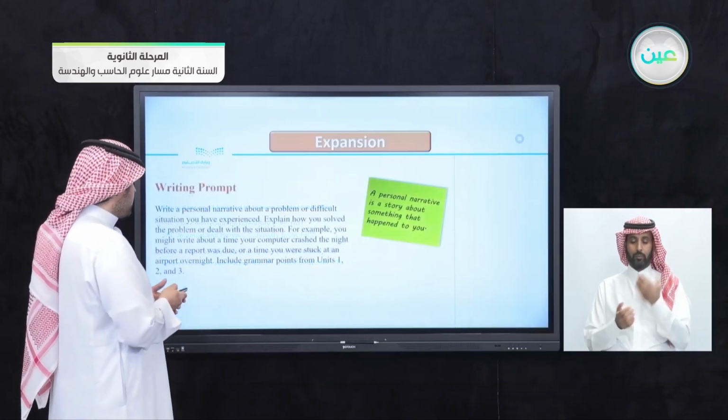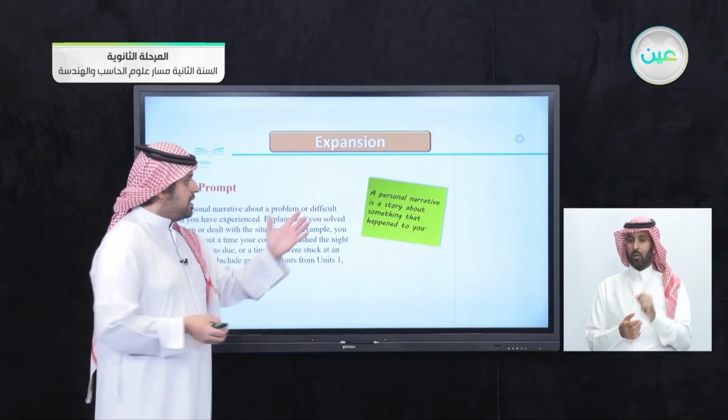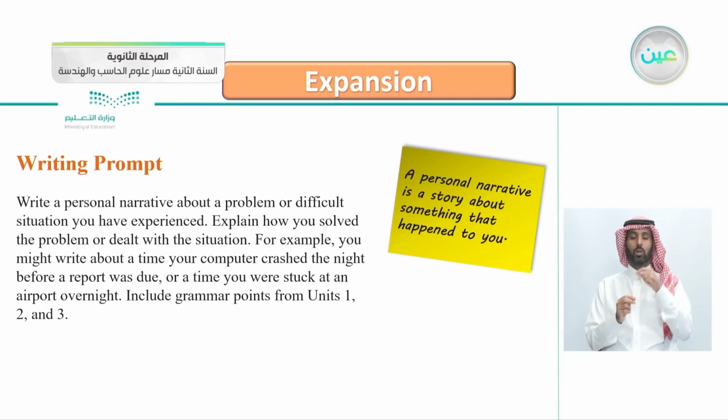Excellent, you were correct. Here's a writing prompt, but before we do that, this is a note here. Let's read it together. A personal narrative. What is a personal narrative? It's a story about something that happened to you. When you write a personal narrative, you write about a story that happened to you. So here's a writing prompt. Write a personal narrative about a problem or a difficult situation that you have experienced. Explain how you solved the problem or dealt with the situation.